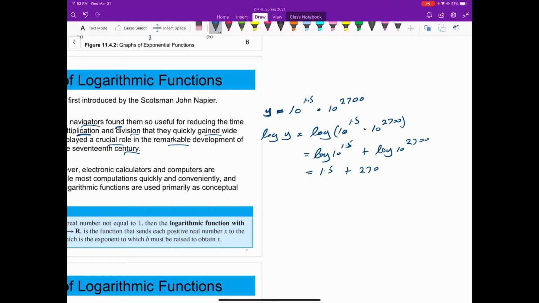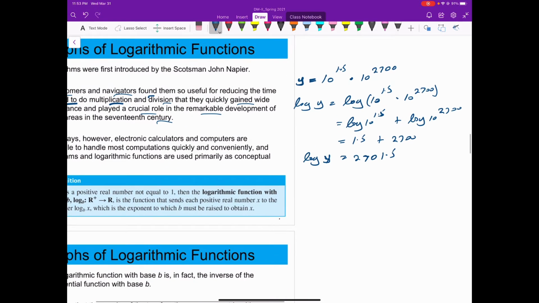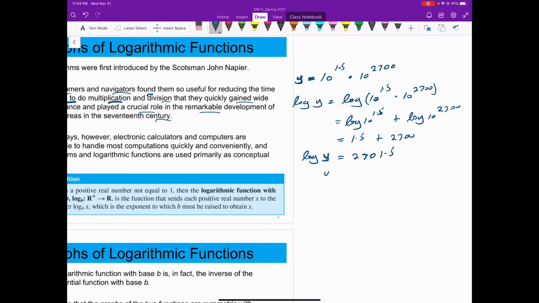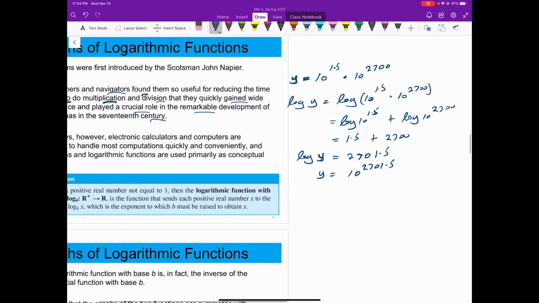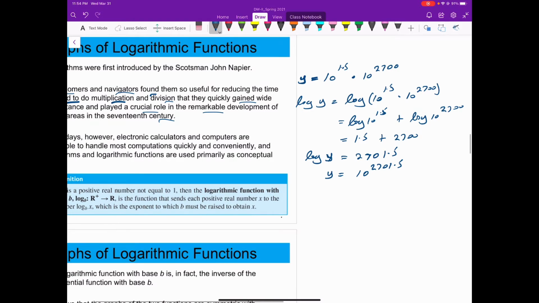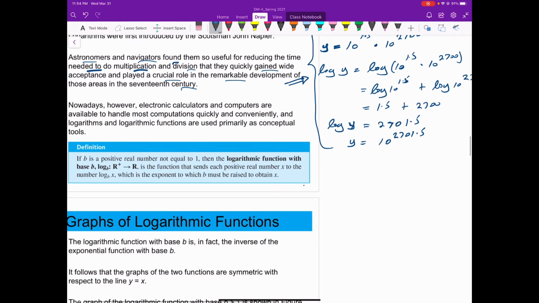1.5 plus 2700. So this is 2701.5. Okay, this is log y. And then take the reverse logarithm of both sides. That means take the exponential of both sides. Then y equals 10 to the power 2701.5. So by using logarithms, you can simplify big expressions very quickly. Let me write it as an example. All right, let's go forward.